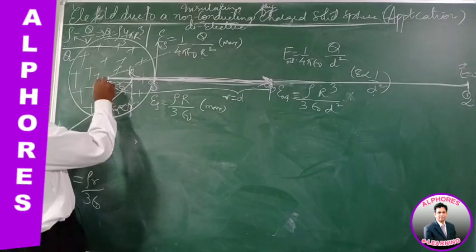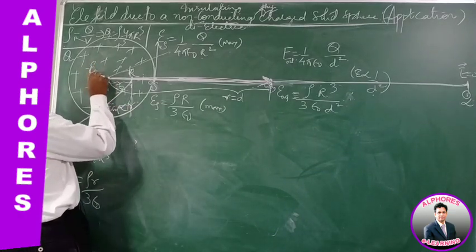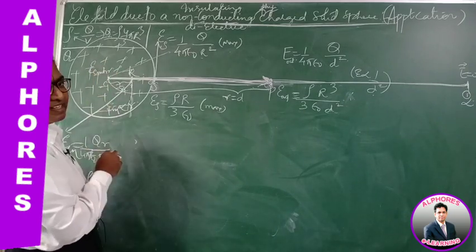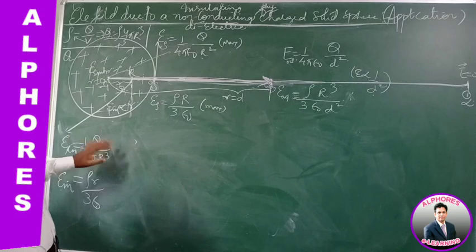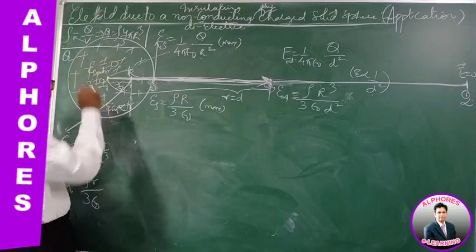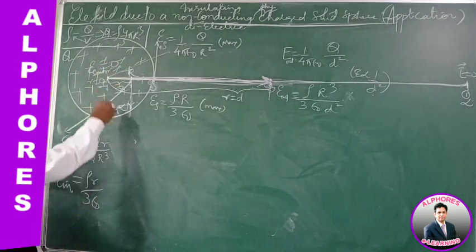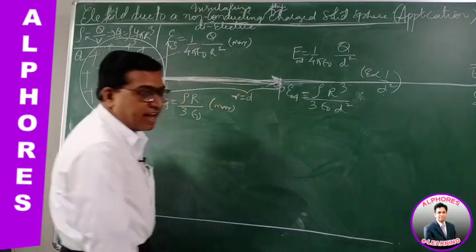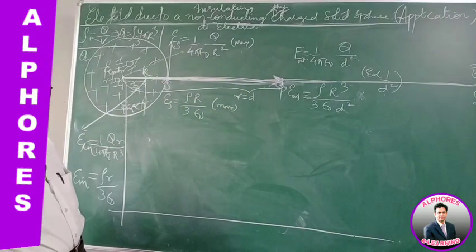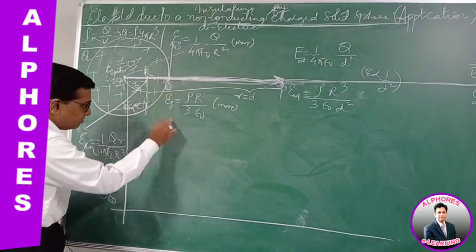How about the electric field at the center? E at the center. You know, at the center small r is 0. So put r as 0 here, so the field is equal to 0. At the center the field is 0. So if I show this variation of the electric field in the form of a graph, graphical representation, now please look.